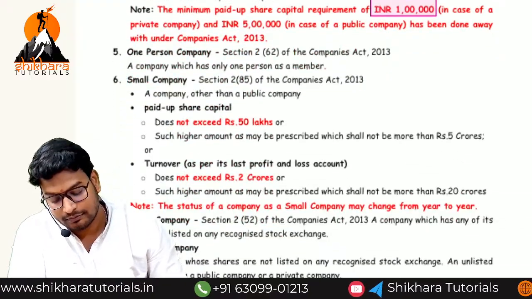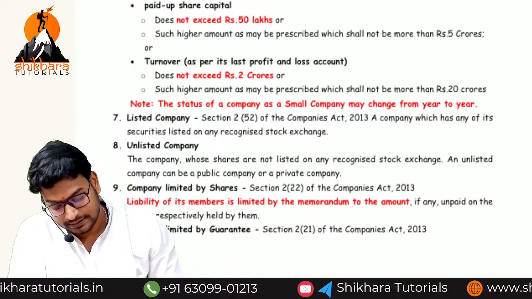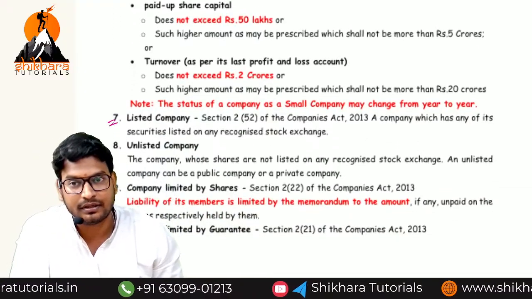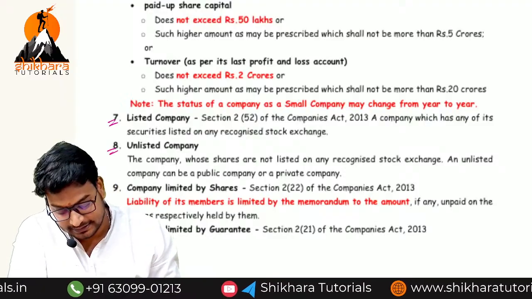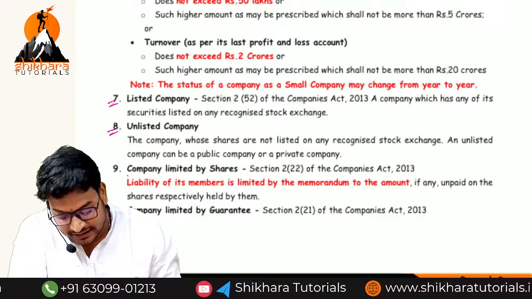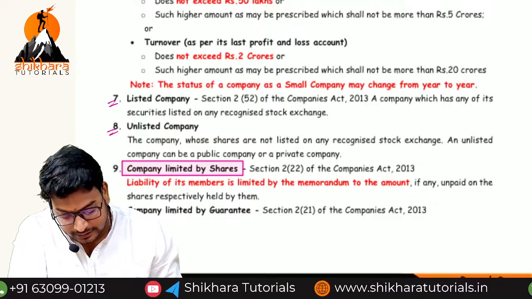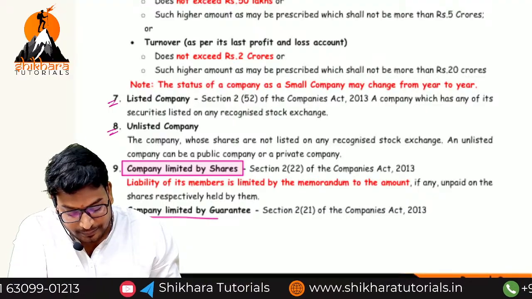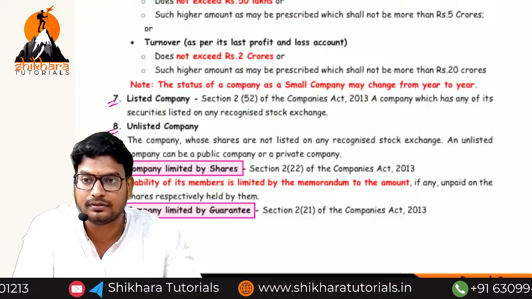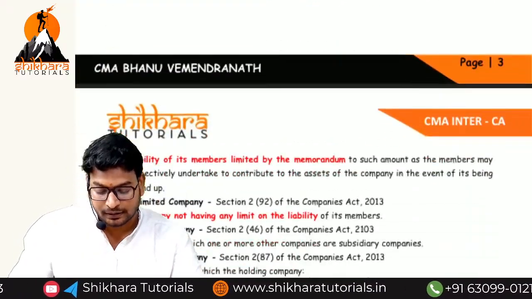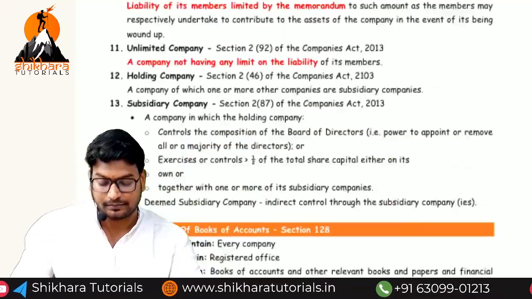And next, one person company, I will discuss these points. Listed company, you know, is a public company listed. Unlisted company is a public company unlisted. Then the company limited by shares, and another company called company limited by guarantee. These things we can discuss with examples in our notebook. Then holding company and subsidiary company.